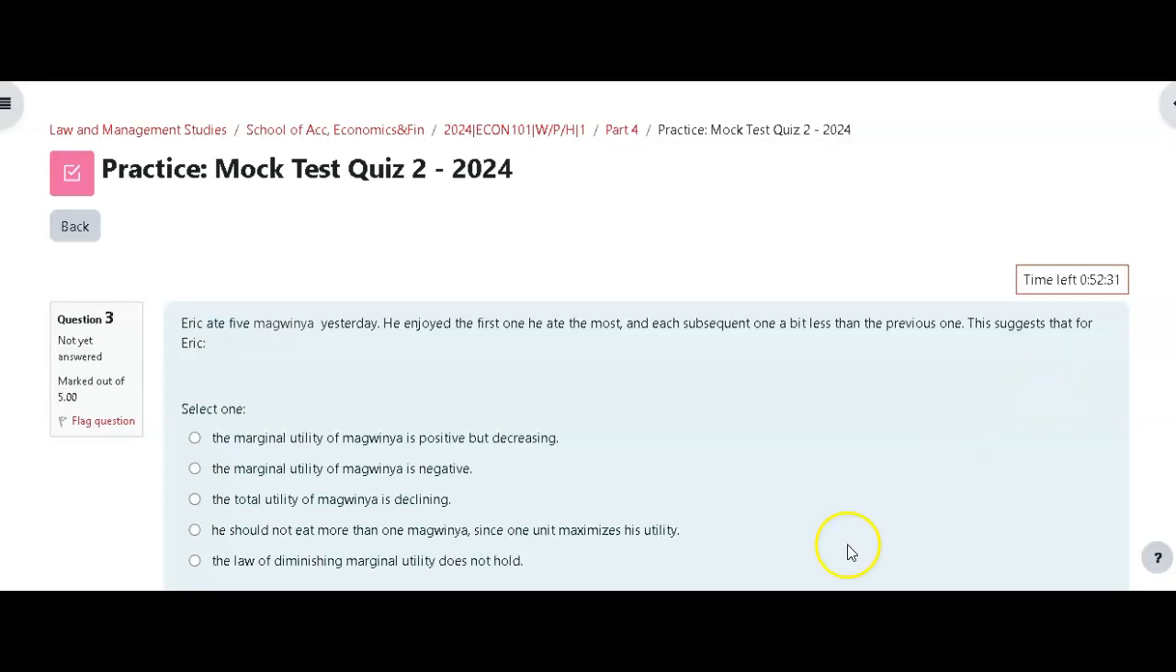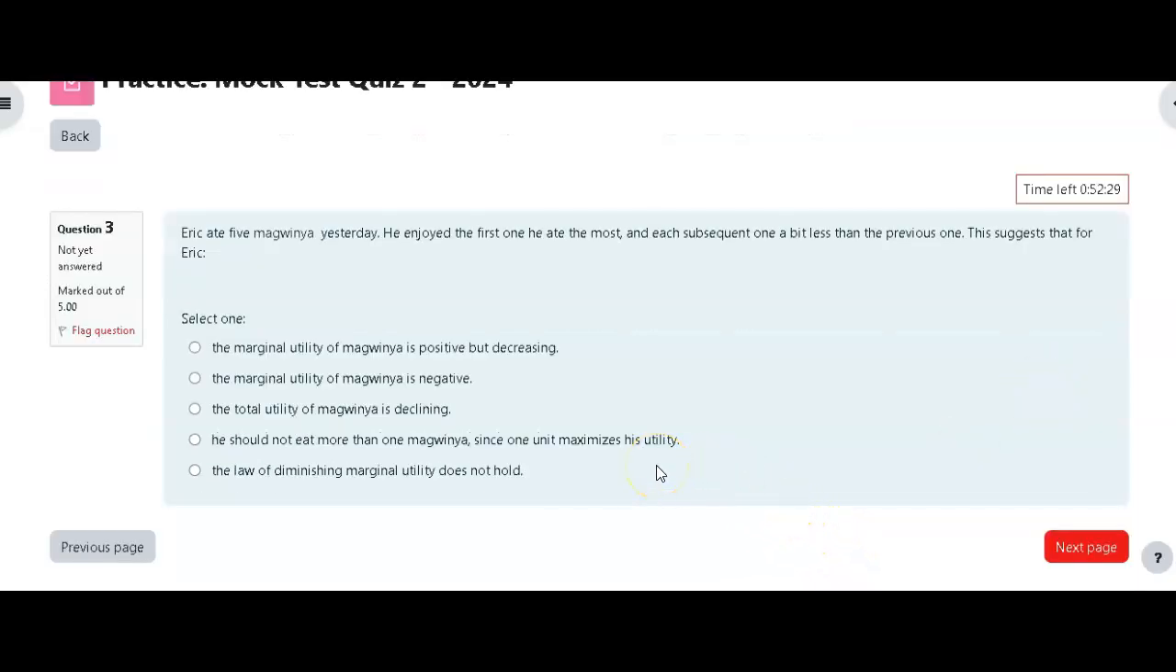Okay. So now Eric ate 5 magvenia. Yesterday he enjoyed the first one. He ate the most each. Okay, so basically the thing here, after he ate the first one, he ate the second one, but he got less happiness. He ate another one, he got less happiness. He keeps on eating, but he's getting less happiness. So to do this, you now know there's going to be diminishing marginal utility, right? Because it's obviously going to be decreasing. So the marginal utility of magvenia is positive but decreasing.